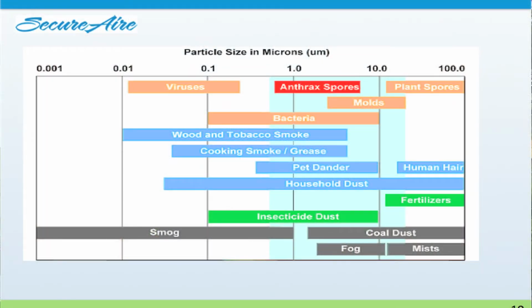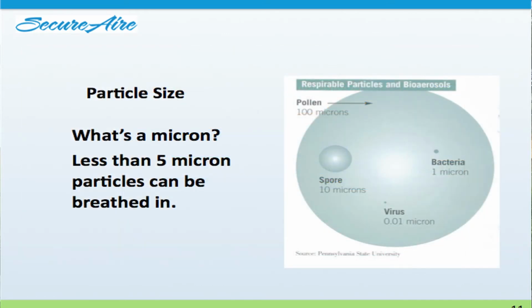Large ones that we could see are about 100 microns in size or more. Those would be things like pollen and plant spores. The smallest particles, viruses and bacteria, are the hardest to capture, the hardest to eliminate from the living space. This graphic gives an example of the comparative size of a virus at 0.01 microns to a whole grain pollen.